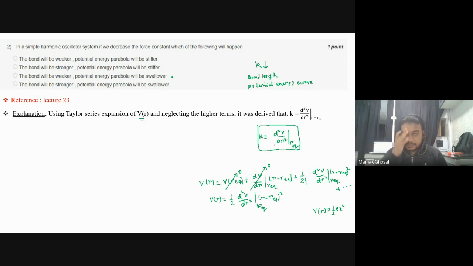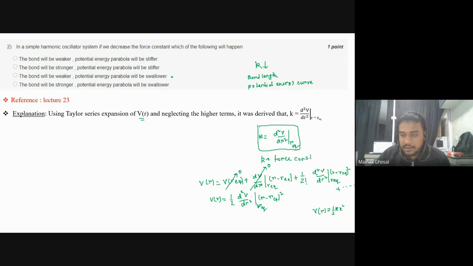Okay, now the main thing is coming. You have to answer the question: what should be the change in the bond length, and what should be the change in the potential energy parabola. I'm going one by one. So what is k? First you need to understand that k is denoted as the force constant.